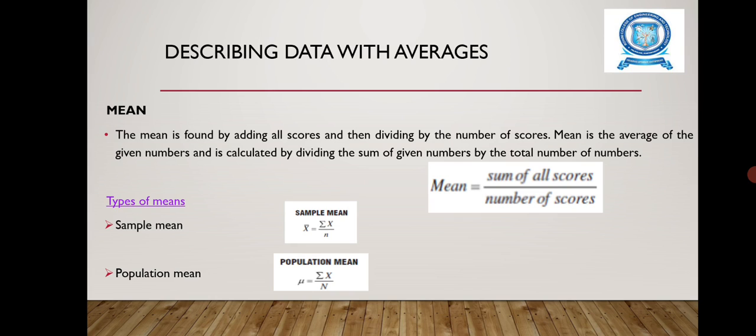Now let us see about the types of means. We have sample mean and population mean. Sample mean has the formula like this, and the population mean is calculated with this formula.